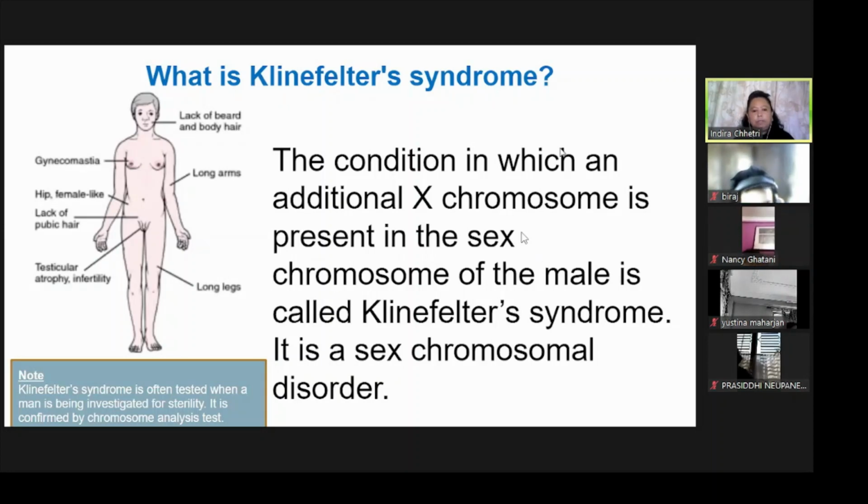Once you've read through, please give me a thumbs up so that we can go ahead discussing with Klinefelter syndrome. Okay, Akisha has completed reading. What about the rest of you? I don't see a thumbs up.